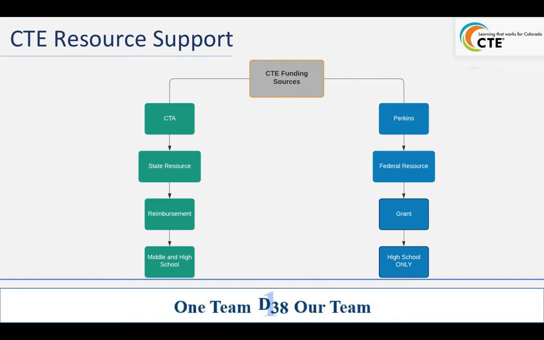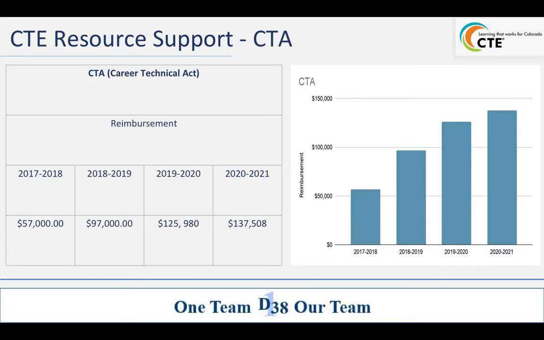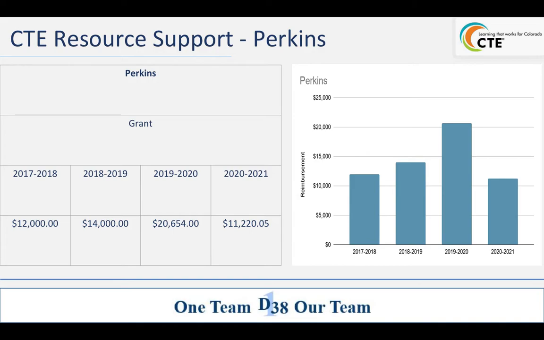as supported by industry. This slide displays the CTA reimbursement over the past 4 years, both in a table and bar graph, which illustrates its growth over time. These funds are then regenerated into the programs for further sustainability. This slide displays the financial support that projects have received through Perkins over the past 4 years.